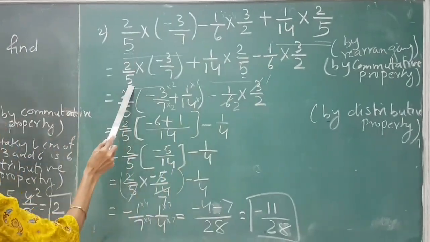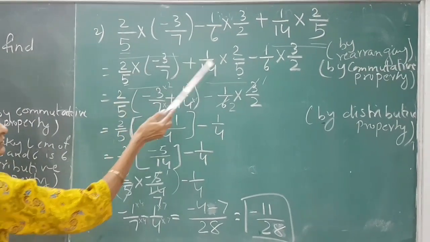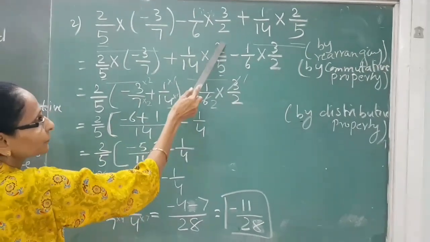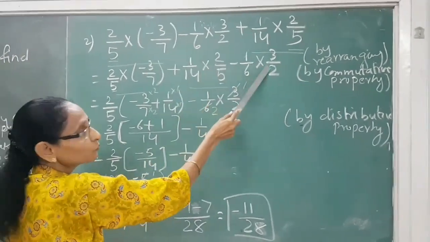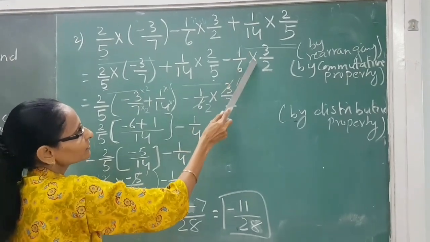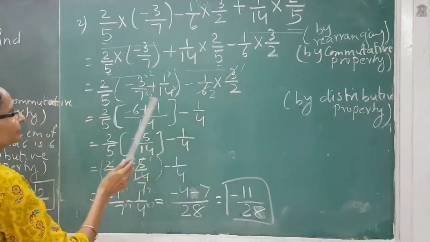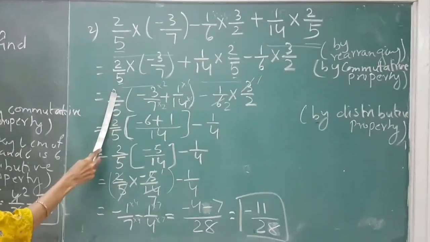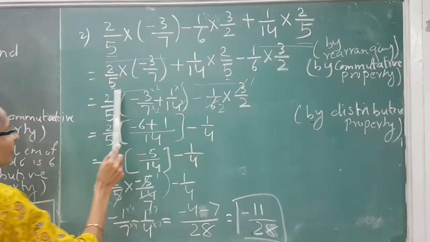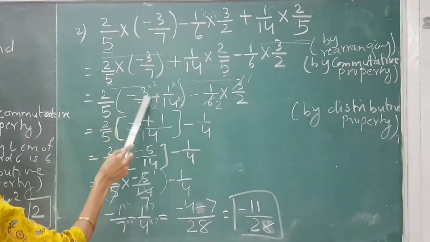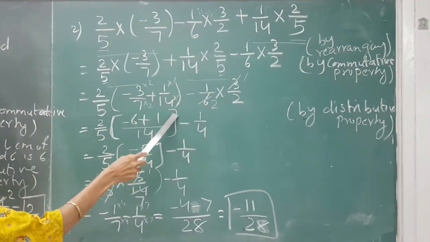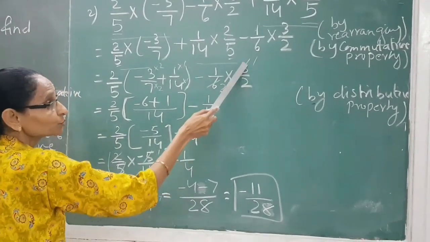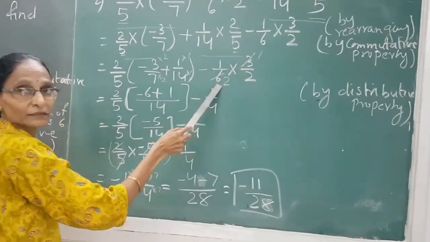Clear? So 2 upon 5 multiply minus 3 upon 7. This we will bring forward. Plus 1 upon 14 multiply 2 upon 5. And this will move to the end. So minus 1 upon 6 into 3 upon 2. Now see, here 2 upon 5 we can take out common. 2 upon 5 bracket minus 3 upon 7 plus 1 upon 14. This we will keep the same. 1 upon 6 multiply 3 upon 2. You can cancel it. 3 1s are, 3 2s are.